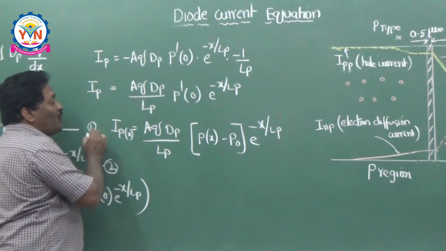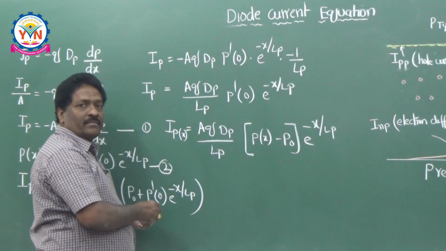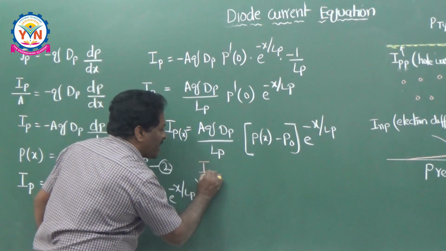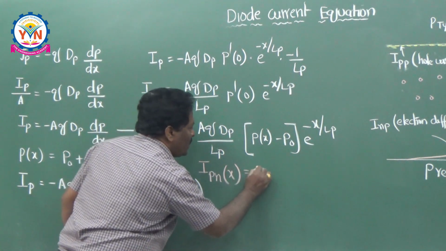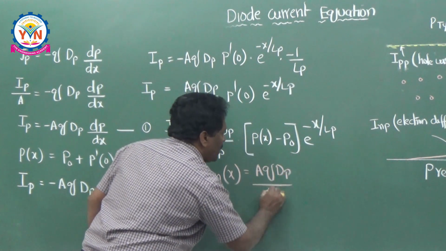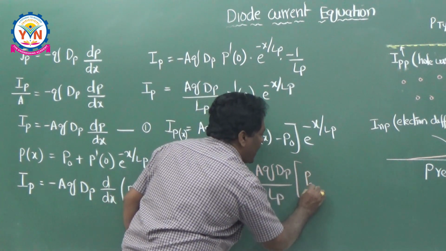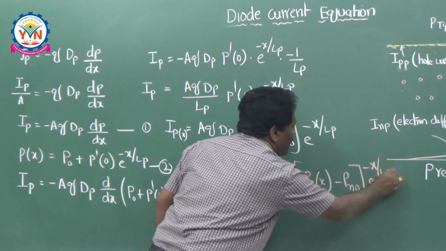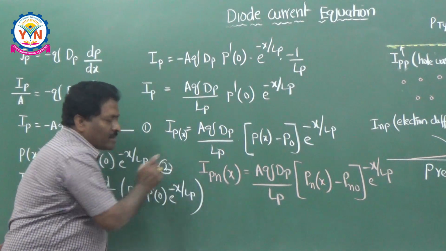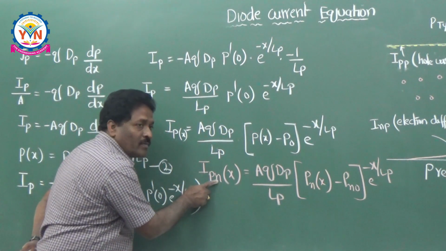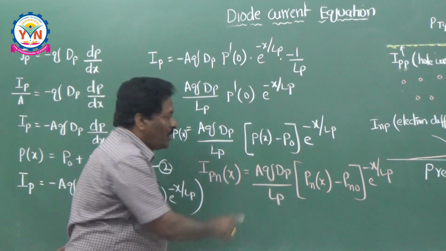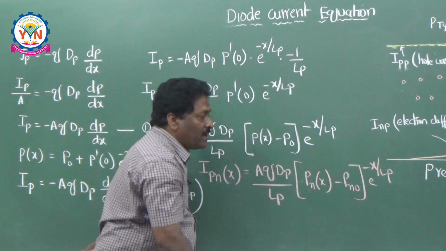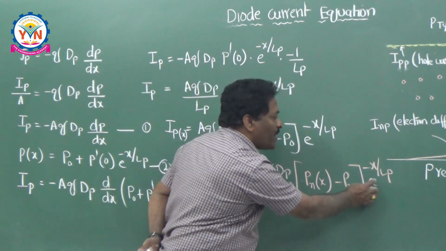Now, if you use proper notation for this, because you have to tell in which region it is also, that's why now I am writing the expression IPN of x is equal to AQ Dp by Lp into pn of x minus pn0 into e to the power of minus x by Lp. I hope you understood this. IPN of x, hole diffusion current in n type, which is varying with respect to distance x, is equal to AQ Dp by Lp into pn of x, because holes in n type, minus pn0. pn0 means thermally generated holes, into e to the power of minus x by Lp.